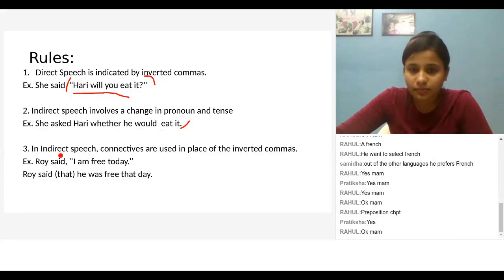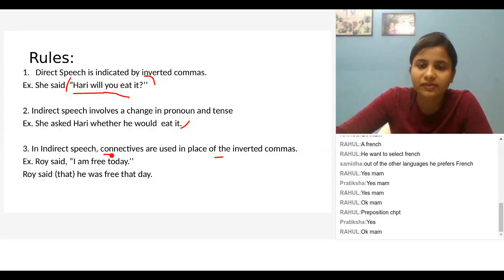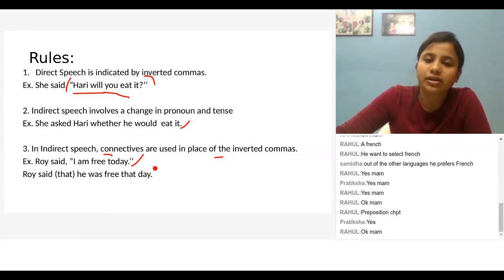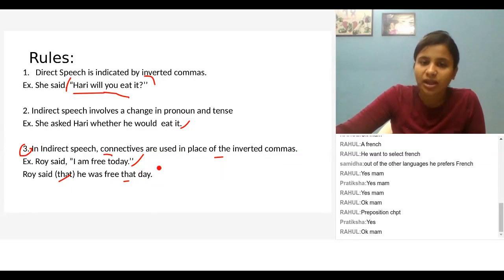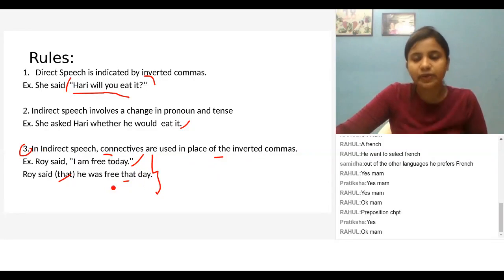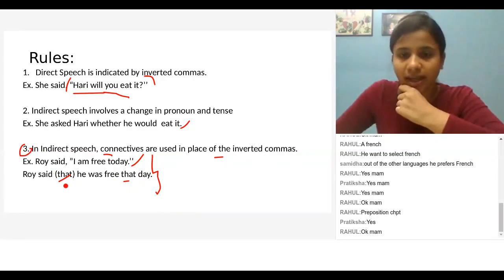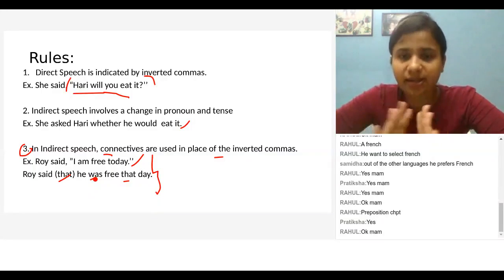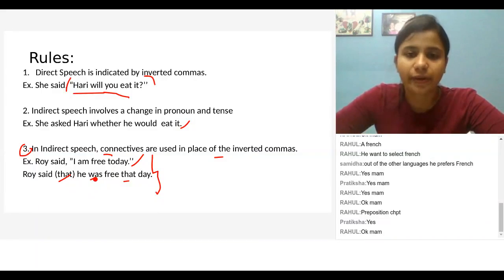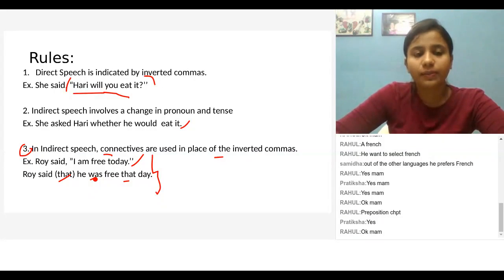Okay, that's it. So in indirect speech, connectives are used in place of inverted commas. Now, what are these connectives? When you say Roy said, I am free today, Roy said that he was free that day. So you have to put a little connective in that sentence for it to make sense, but there are no rules on it. Okay. Now we'll study this better when we do tenses again ahead, in the next coming weeks. Why do you say was and when do you say is? But this is just basic direct and indirect speech. Whenever it's in quotation, it's direct, and whenever it is without quotations, it's indirect. So is this clear till now?